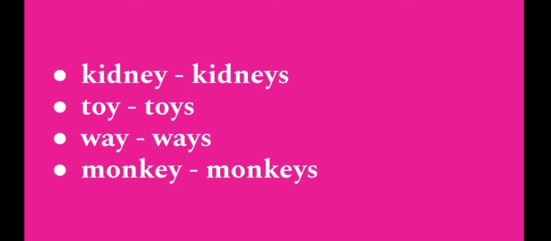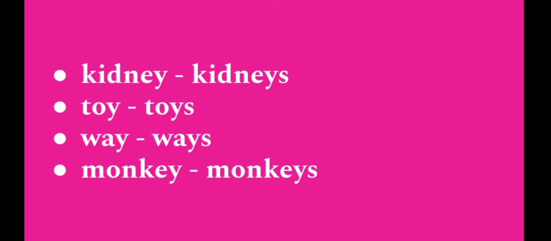Kidney. In this word, Y is the ending letter, but look at the word. The letter that comes before Y is E. E is a vowel, and so we have added S. Kidney, kidneys. The next word, toy. T-O-Y, toy. In the word toy, Y is the ending letter, and before Y, which letter comes? O. O is a vowel, and so we add S, and the plural form is toys.